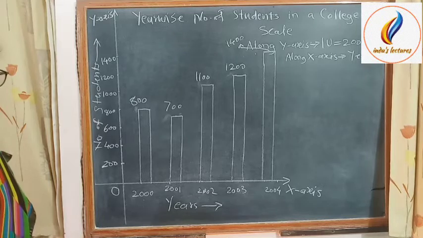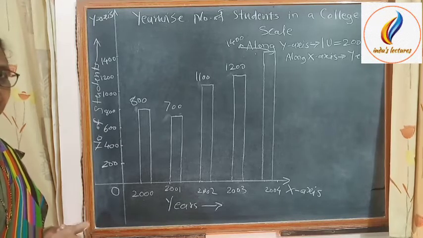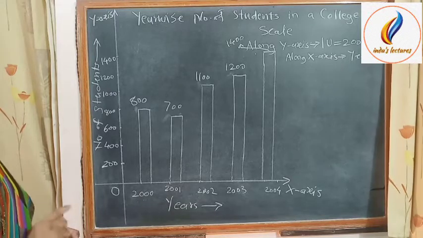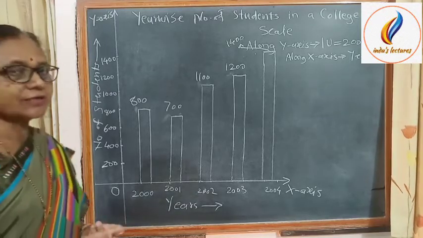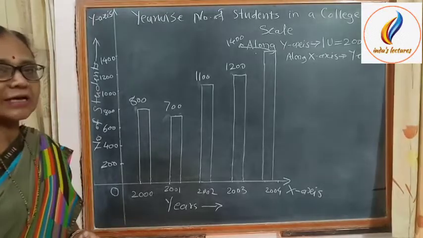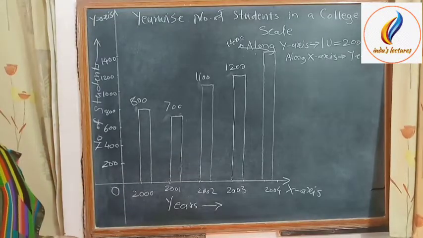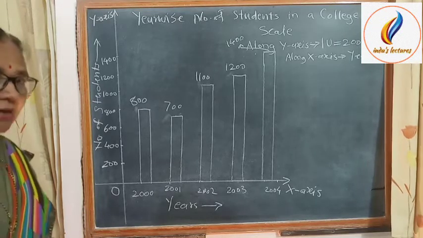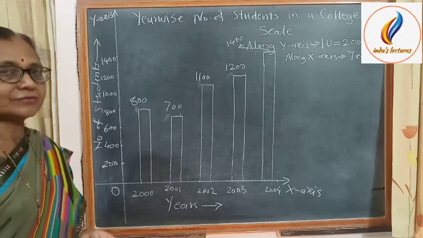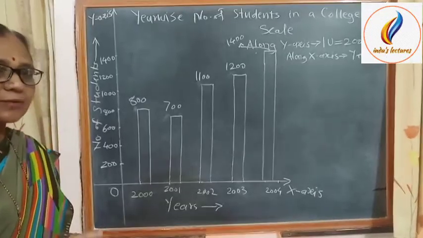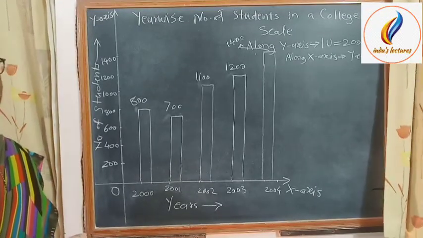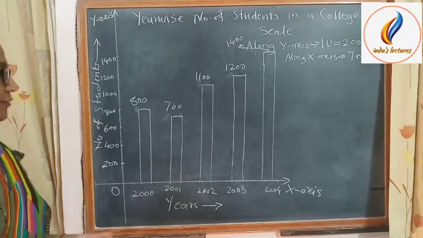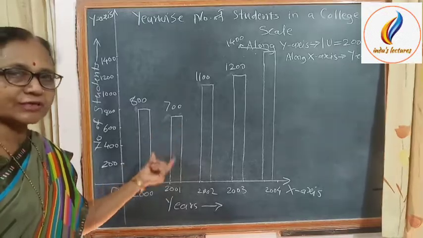The first rule is to prepare the title of the graph. The second rule is to draw the axes and label them, that means mention the measurement unit. The third rule is to choose the proper scale along the axes, that means along the y-axis and along the x-axis. Now draw the bars, and keep the graph simple. That means the graph should be simple so that one can easily understand it. Then it should be neat, that means everything is properly shown in the graph.